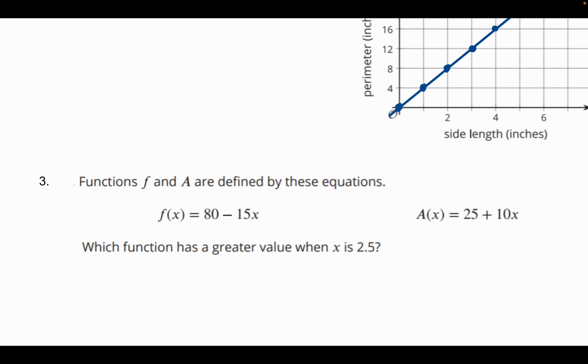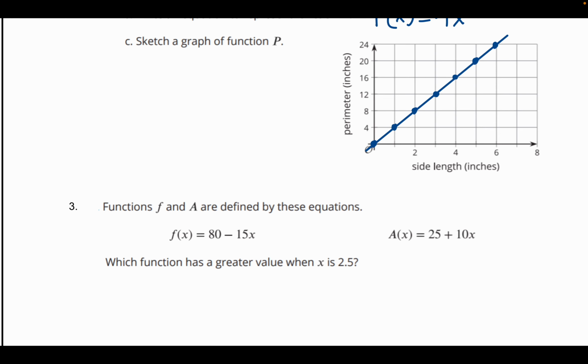So if it's asking us which has a greater value when x is 2.5, we can just actually find those values. So if we did f of 2.5, that would be 80 minus 15 times 2.5. So this value, we're just going to actually evaluate here. So we would do 80 minus, and then 15 times 2.5 is 37.5.